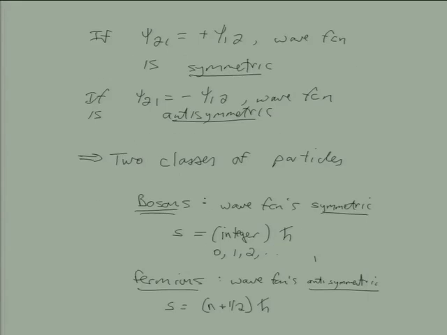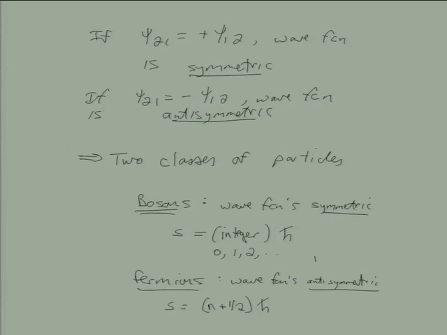So there are 2 kinds of particles in the universe that we know about. There's a kind of particle for which the wave function does not change itself. This is symmetric. In other words, I interchange the labels of the particles. The wave function doesn't change. That's symmetric. If the wave function does change sign under the interchange of the 2 identical particles, that's called antisymmetric. And it turns out there are two kinds of particles in the universe, one of which behaves symmetrically and one of which behaves antisymmetrically.